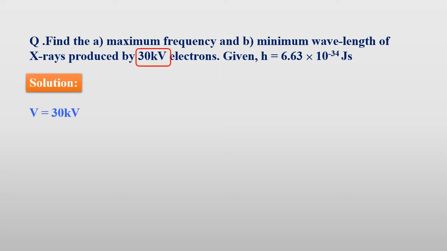So, given data, we will write the potential is 30 kilovolt, that is 30 × 10^3 volt, that is 3 × 10^4 volt.